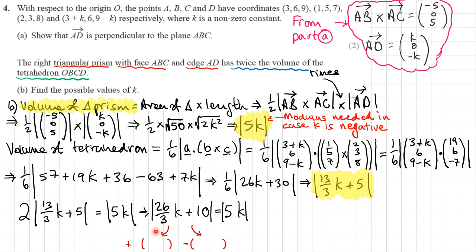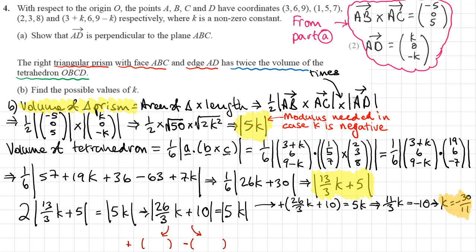So let's start with the first one, replacing this modulus with brackets and a plus sign. That would give us 26 over 3K plus 10 is equal to 5K. Take away 5K from both sides. I will have 11 over 3K is equal to negative 10. And from there, I can work out K by dividing both sides by 11 over 3. And it gives me minus 30 over 11. So that's one possible value of K.